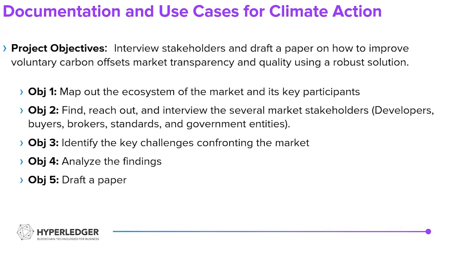So the objectives of the project can be distinguished into five main ones. First one was mapping out the ecosystem of the market and identifying the key participants and stakeholders. The second objective was to find, reach out and interview the various market stakeholders that we categorized under developers, buyers, brokers, standards and government entities. The third objective was identifying the key challenges that the market is struggling with. And the fourth objective was analyzing the findings. And finally, the fifth objective was drafting a paper.